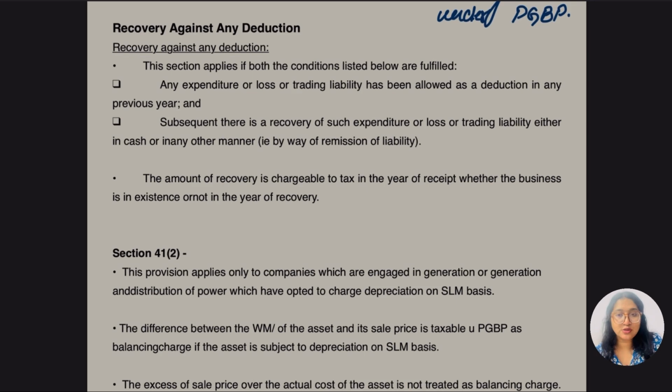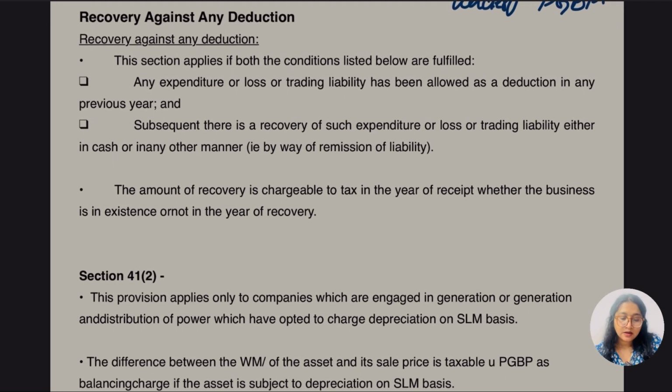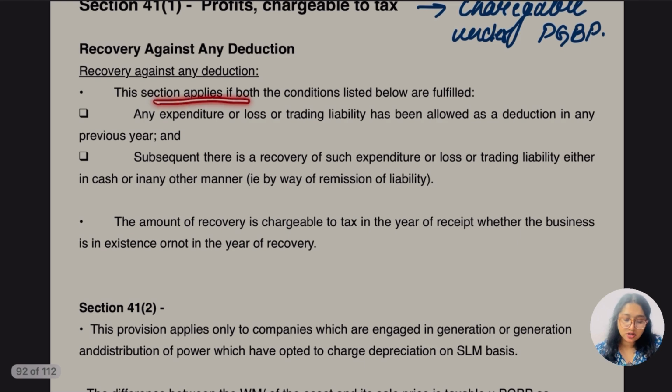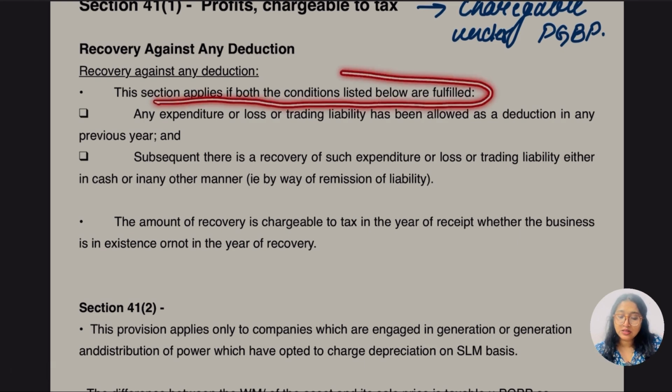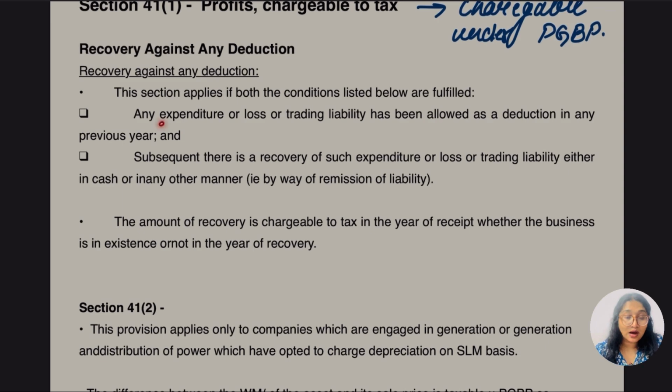Now the question to you is, what if a recovery against any deduction occurs? What if bad debt is recovered? What is going to happen? So in this section we are going to read it. Okay, recovery against any deduction. This section applies if both the conditions listed below are fulfilled.